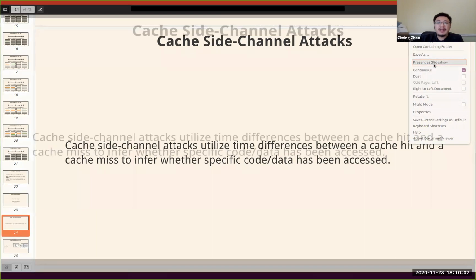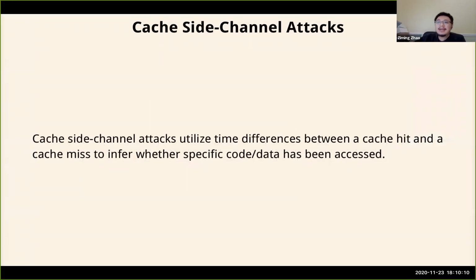So then what is a cache side channel attack? Basically, first of all, it's a side channel attack. It's not like you can directly read data from the cache. There is no interface for you to do that. It just utilizes the time difference between a cache hit and a cache miss to infer whether some specific data, including code, has recently been brought into the cache. If the data was brought into the cache, then obviously there will be a cache hit, and if you access that data again, it will be very fast.